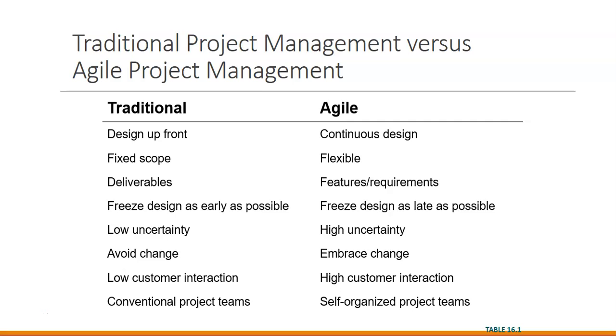Whereas in Agile, it's continuous and flexible, and we want lots of change. We embrace it. There's very high customer interaction. The customer can add things at any point during the project. And we have self-organized project teams. The best agile teams are less than 10 people total, who are cross trained and can do a wide variety of things within that project.